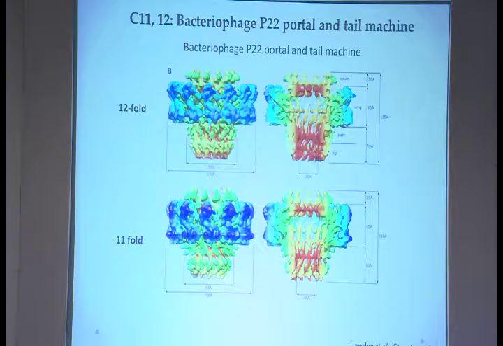You've been hearing a lot about heterogeneity. This was a significant heterogeneity in the sample, in the sense that the particles that were prepared did not have the same CN group. They did not have the same point group, so they had to be sorted out, and two structures were solved from the same preparation, one with 11-fold and another with 12-fold rotational symmetry.